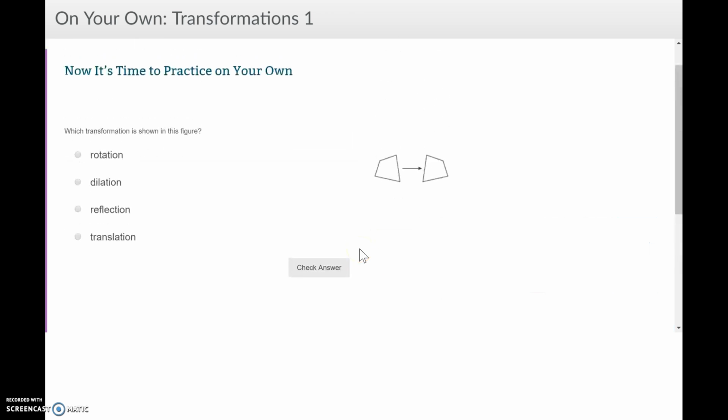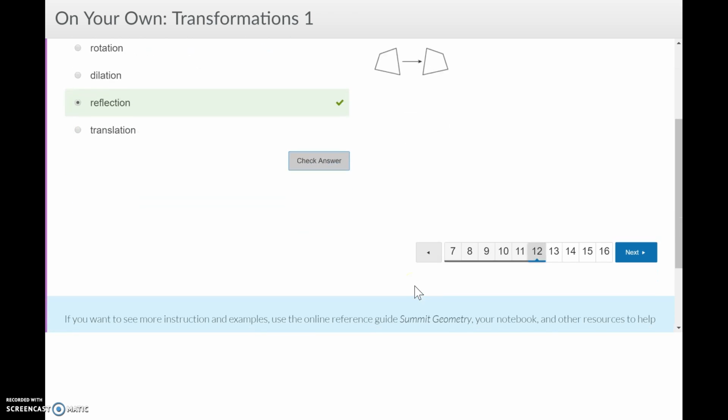Which transformation is shown in this figure? So we could say that it slides over there, but notice how it reflects like you're looking in a mirror, where it looks like it flipped over this line of reflection. And now the small side is on the right instead of on the left. So let's say reflection. And that is correct.